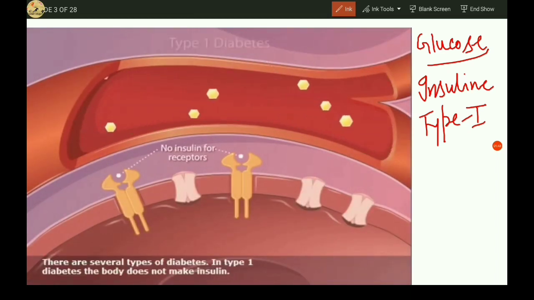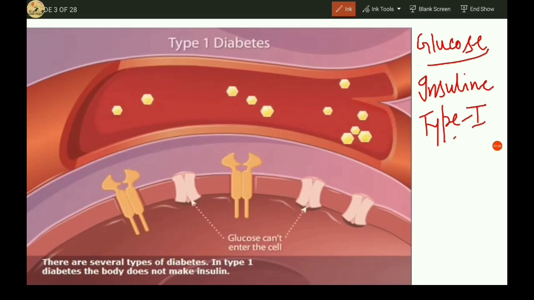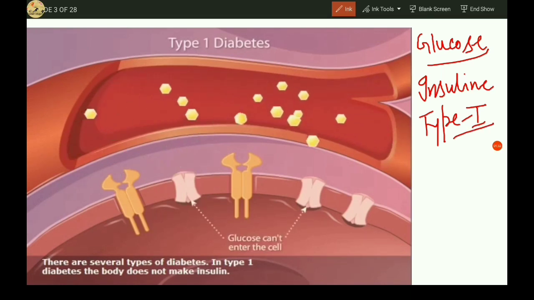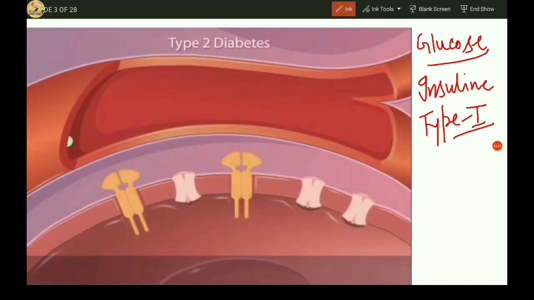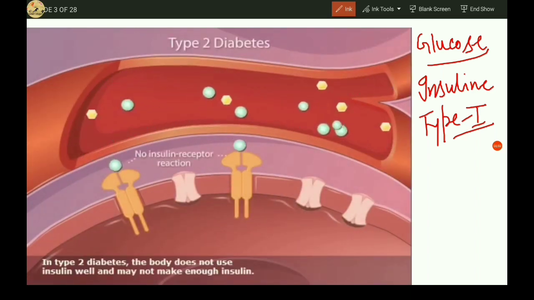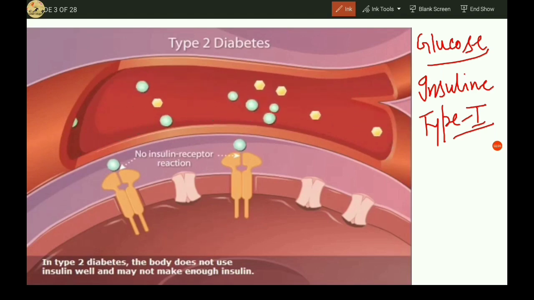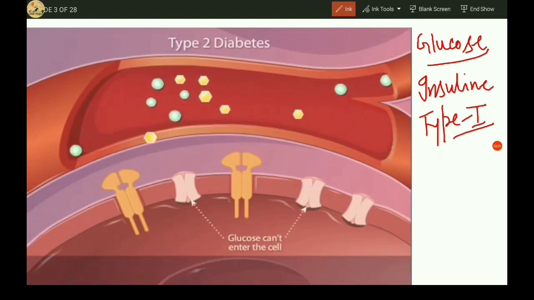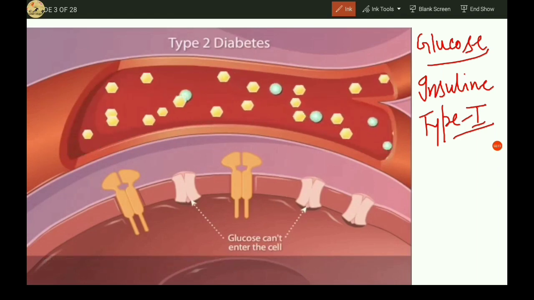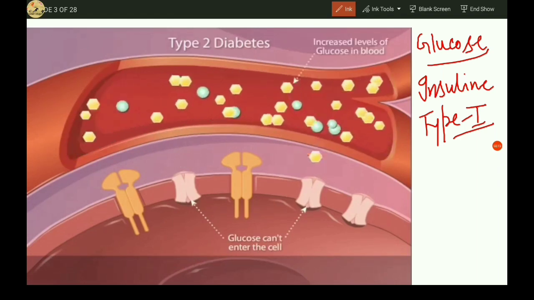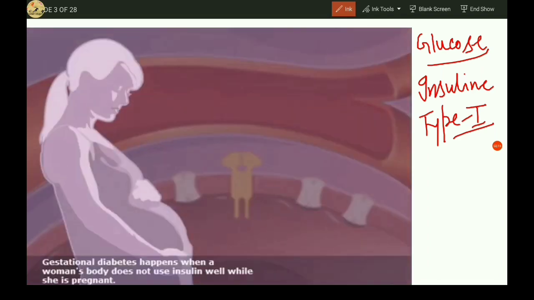There are several types of diabetes. In type 1 diabetes, the body does not make insulin properly. In type 2 diabetes, the body does not use insulin well and may not make enough insulin. The cells of the body don't recognize the insulin properly, and this is the most common form of diabetes.